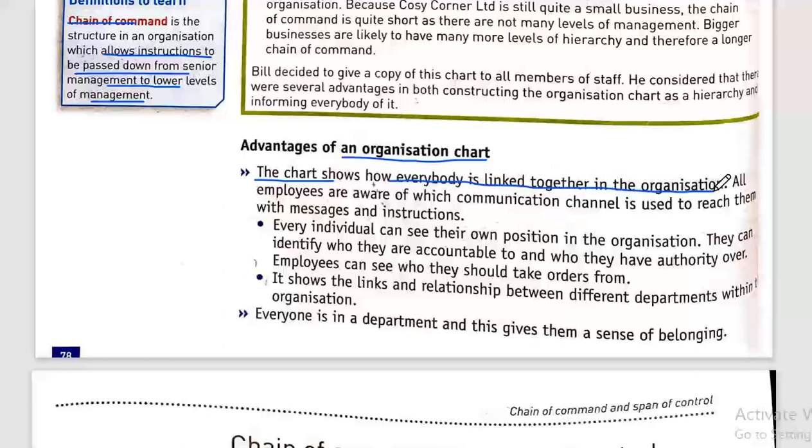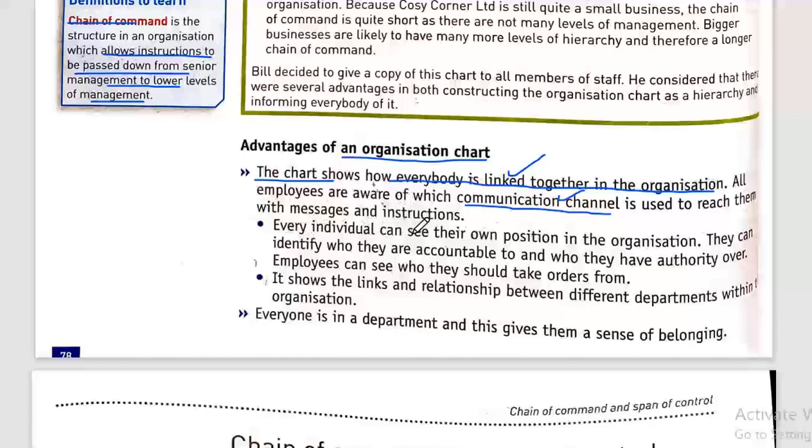Even though they are working in different departments or doing different tasks or responsibilities, they are all linked together in the same organization. So all the employees are aware of which communication channel is used to reach them with messages and instructions. They're going to know that they are linked together, and united in one communication channel. All of the employees in this organization will know which communication channel is used.